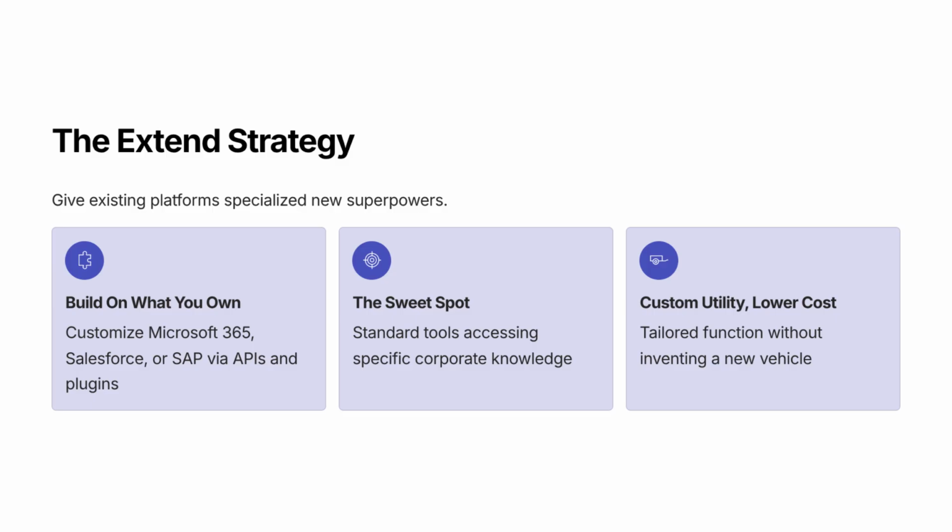The boundary for the extend strategy is your sweet spot for specialized business workflows. You choose this path when your team uses standard tools every day but needs those tools to access highly specific corporate knowledge or trigger unique background operations, such as an automated credit check system inside a standard sales dashboard or an internal policy search engine right inside an employee chat room.